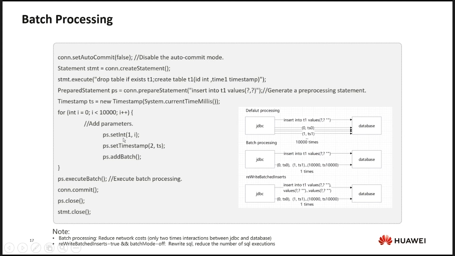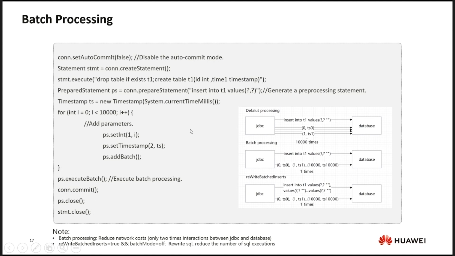We set the first value as i and the second value as 10. Then we add it with this API, addBatch. Then at the end of the loop, we execute the batch, and then all these DML inserts will be executed in batch mode. And finally, you need to commit or finish this transaction. Then you release all the resources.